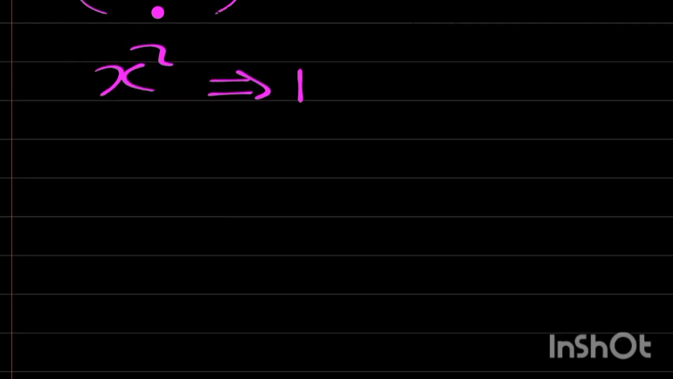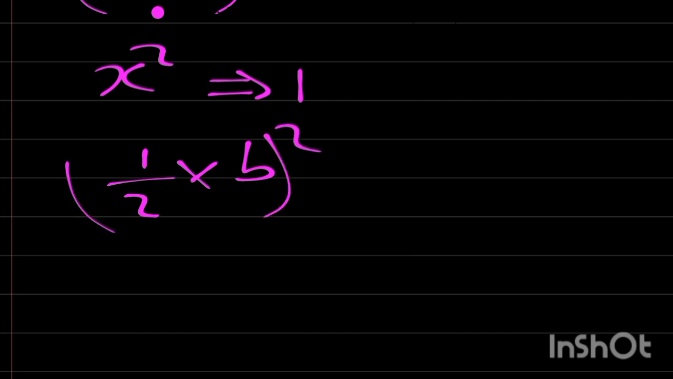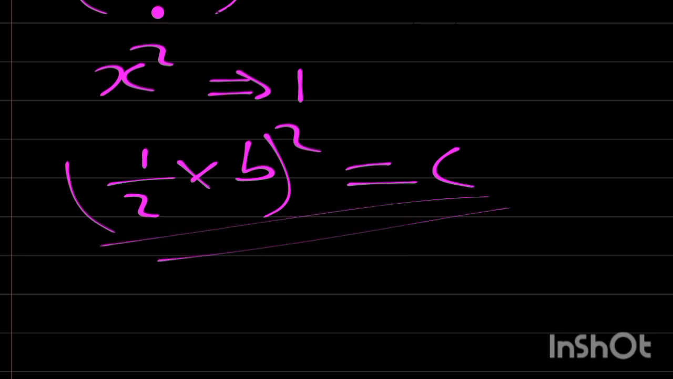Now that we've known how to identify a perfect square, how do you identify a perfect square? Just evaluate half of the coefficient of x, and then square it. If this is equal to your constant term, provided that your coefficient of x squared is 1, therefore, this expression is a perfect square. Take note of that.